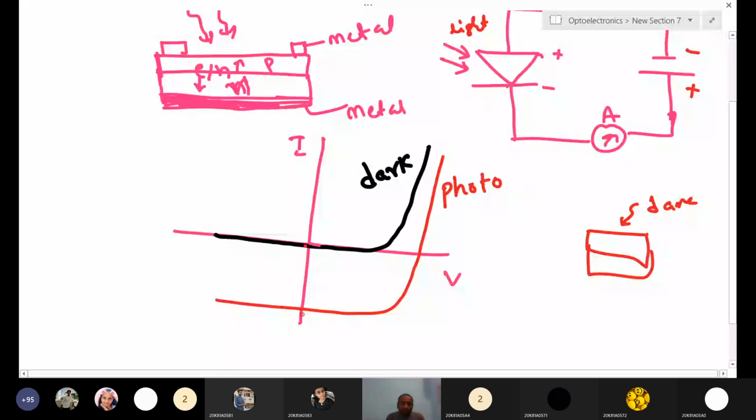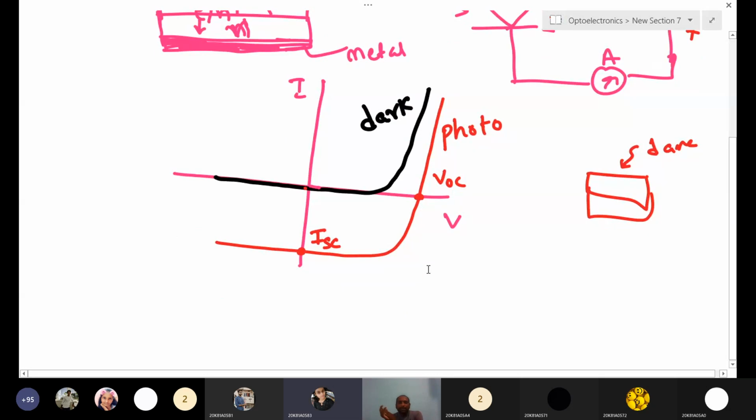This point we call the short circuit current. This point on the voltage axis we call the open circuit voltage. Now see what short circuit current and open circuit voltage are. Is it clear to you what the dark current and the photo current are? Yes, sir, clear.